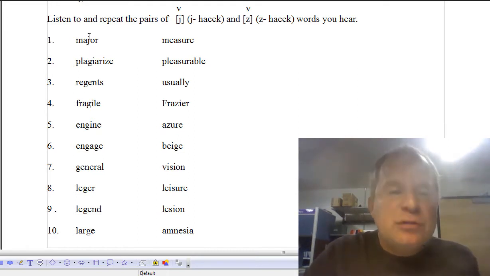Major, measure. Plagiarize, pleasurable. Regents, usually. Fragile, Frazier. Engine, Azure. Engage, beige. General, vision. Ledger, leisure. Legend, lesion. Large, amnesia.